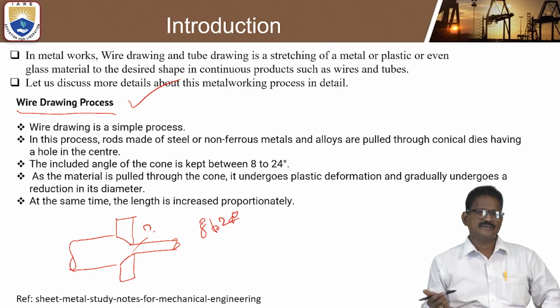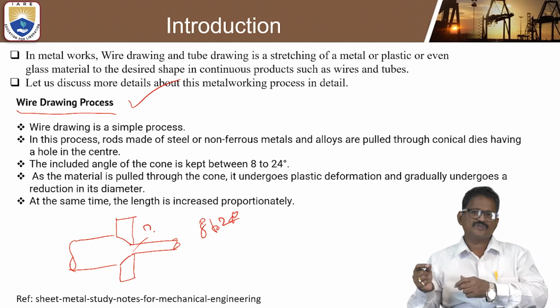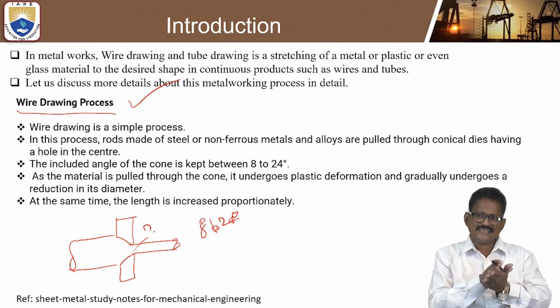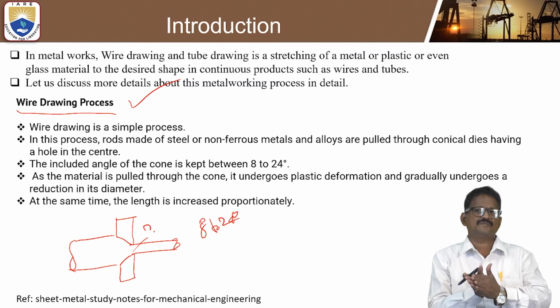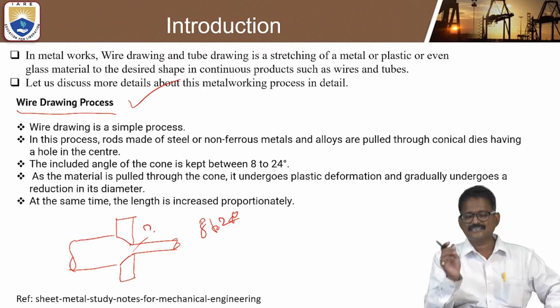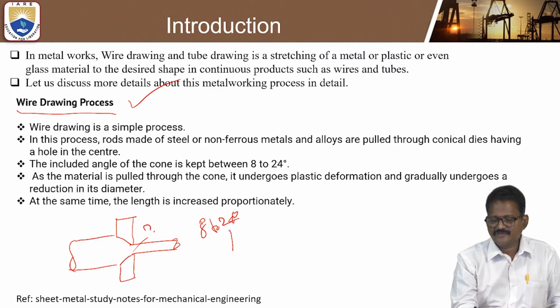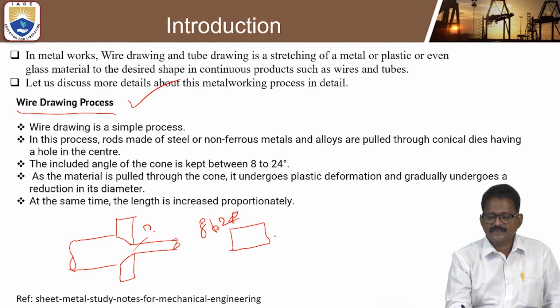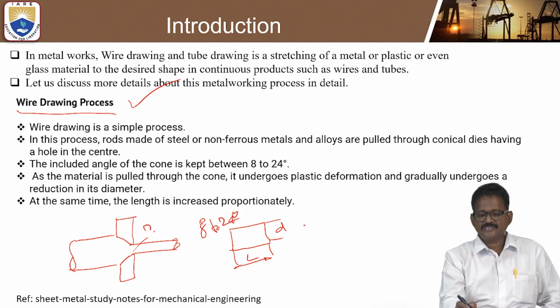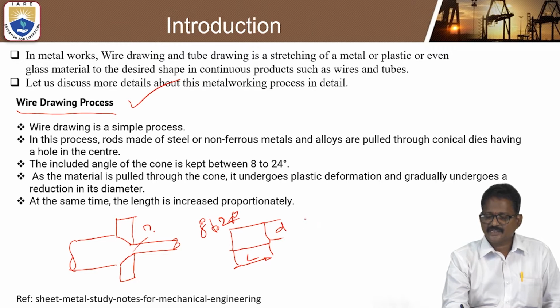So as long as the material is pulled through the cone, what will happen? It undergoes plastic deformation, changes its shape, and gradually undergoes a reduction in its diameter. For example, take a rectangular shape, put it in this case. This we will call the length, and this the diameter. When you put it through the wire drawing process, the diameter is reduced and the length can be increased.